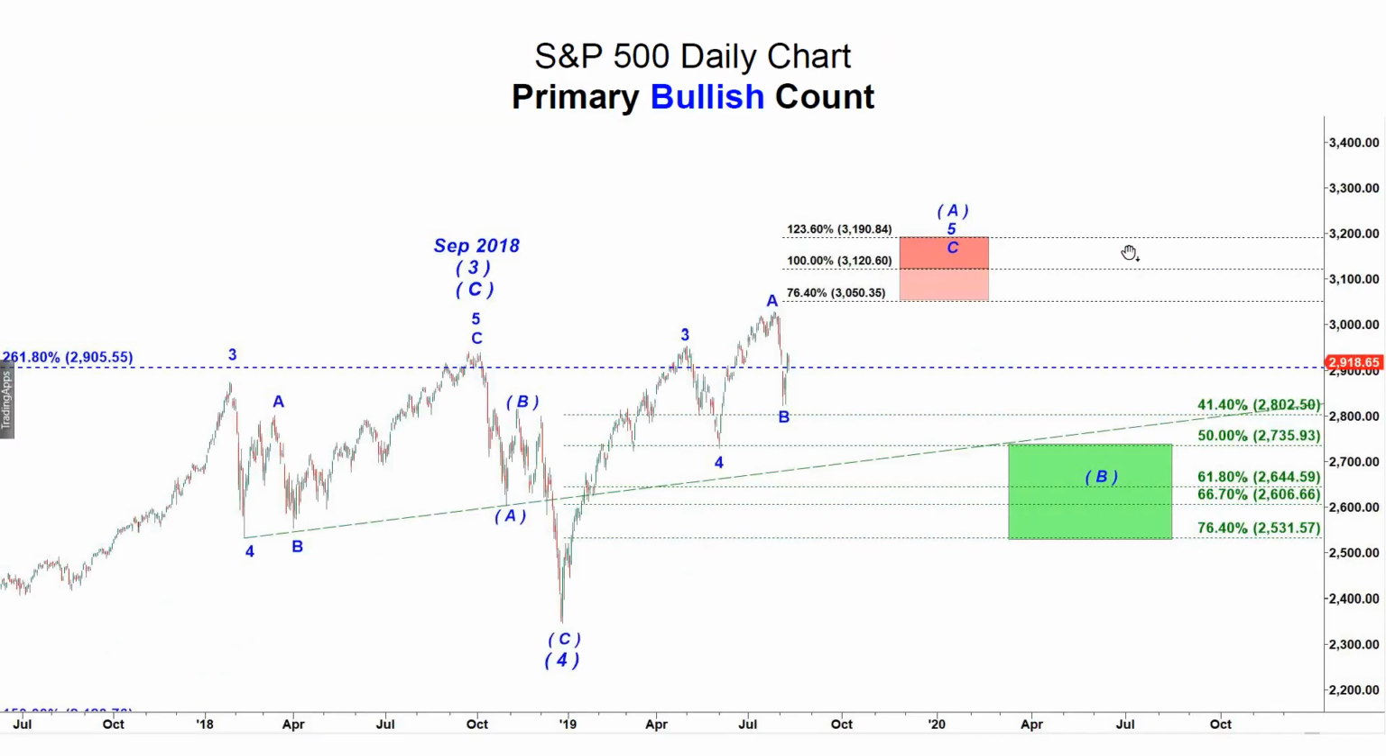Let's come back now to the two counts I showed you at the beginning of this video, and I will explain the difference between them. This is the primary bullish count. This is my primary one. This is the one that helped me to say confidently on Tuesday early morning before the open that most likely we have bottomed and we should look up the whole week last week, and that helped me and my subscribers make good money over the course of the preceding week.